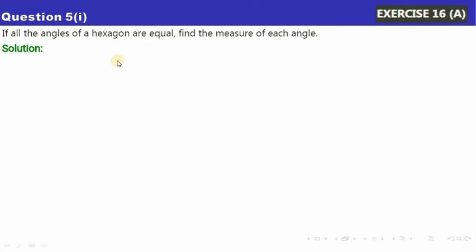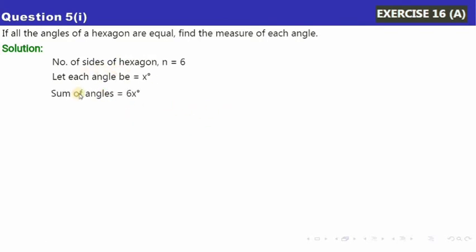Let's take this question now. Here we have: if all the angles of a hexagon are equal, find the measure of each angle. Now what do you mean by hexagon? A hexagon is a polygon where the number of sides is 6, isn't it? And here, as per the question, all angles are equal. So I'm taking each angle to be x degrees. Now all of you know how many angles there will be in a hexagon. If there are 6 sides, there will be 6 angles.